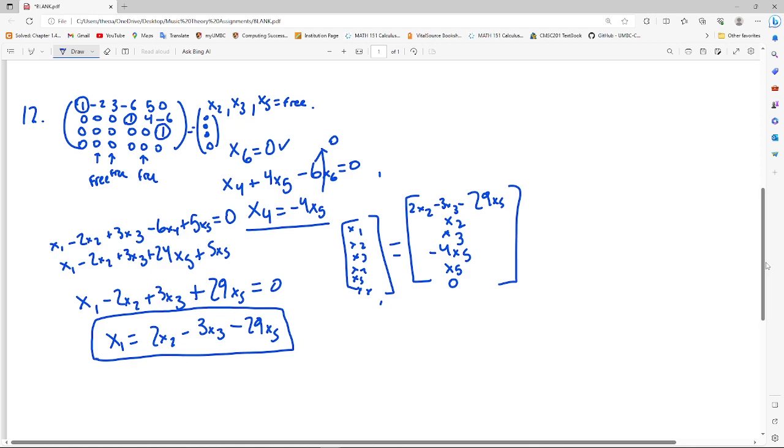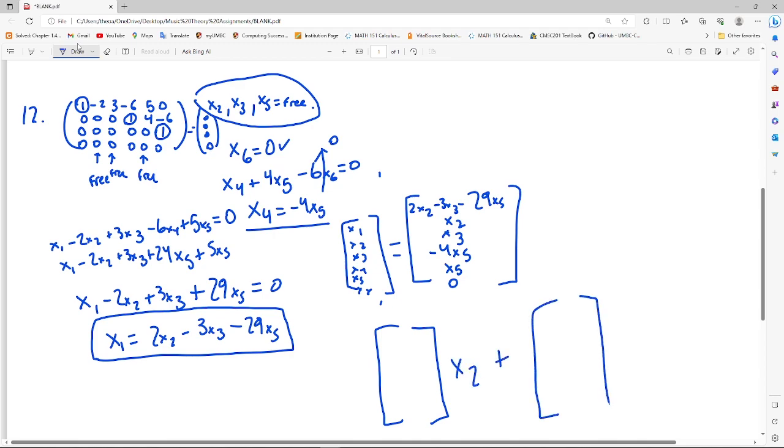Now, to get this in parametric vector form, we're going to take all of our free variables and write them down here. So we have x2 plus x3 plus x5.